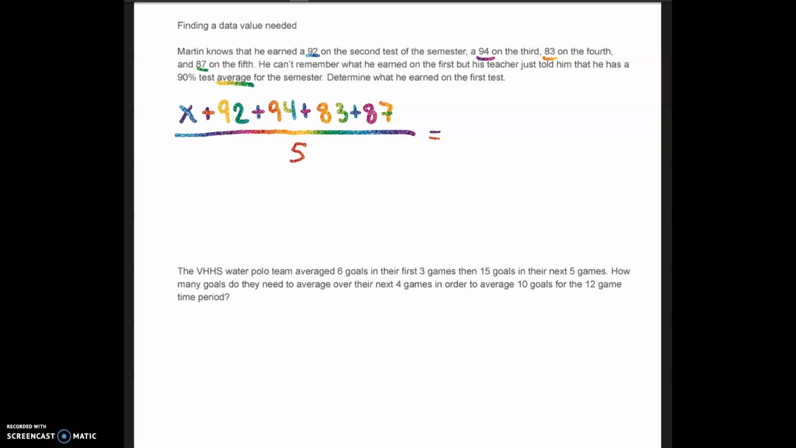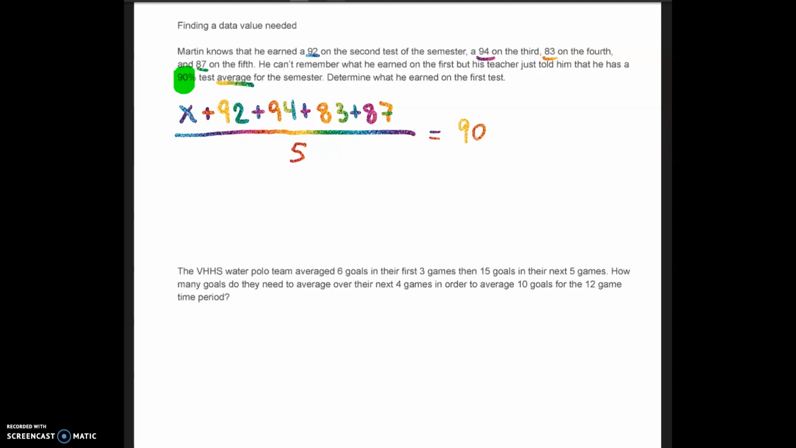But in this case, we don't know what that first test is, but we do know what the average is. Our average is a 90%. So we know whatever that value for X is, when we plug it in, that's got to simplify to 90. So how do you solve an equation that looks like this? Well, you look at where X is. Looks like we got to get rid of some numbers around X.